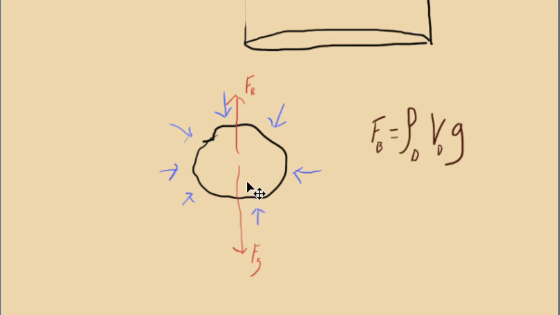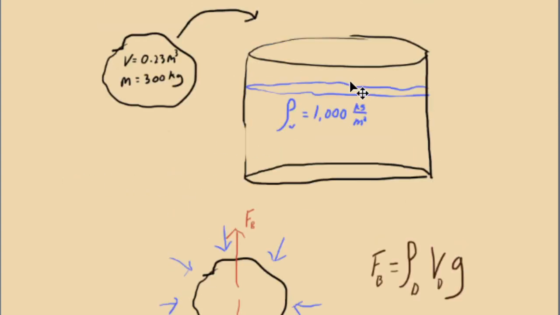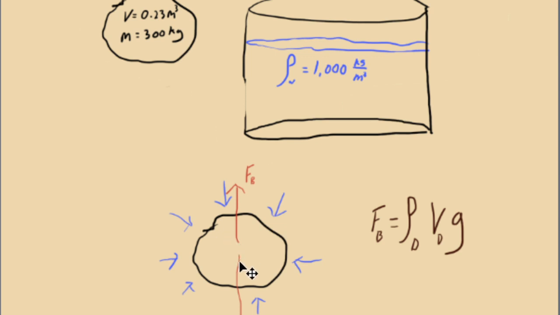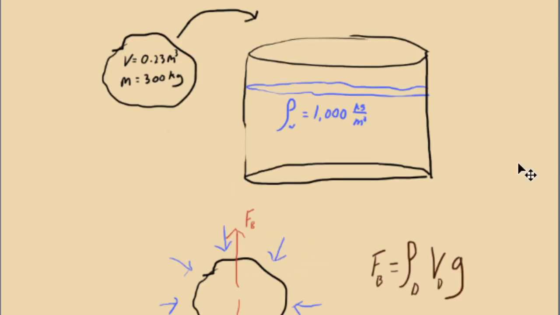And so if this object sinks all the way, if it sinks down to the bottom of this container, we know that the volume being displaced by the object in the water is going to be the same as the volume of the object itself. But if this object is floating on the surface, we no longer have displaced the entire volume of this object. We've only displaced whatever portion has been submerged.